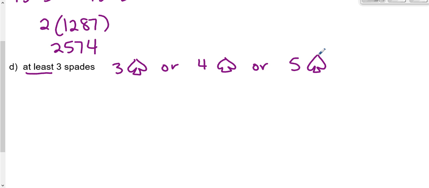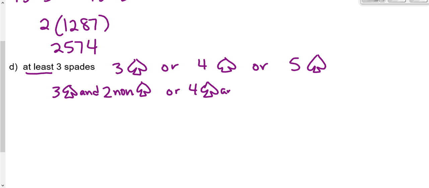Now, when you get 3 spades, remember, you still have 5 cards altogether. So 3 spades doesn't just mean 3 spades. 3 spades means 3 spades and 2 non-spades. And then 4 spades doesn't just mean 4 spades, it means 4 spades and 1 non-spade. Some of these spades are a little pathetic. And then we have or, and then when you get 5 spades, well, that does just mean 5 spades because you're only getting 5 cards, so you don't get anything else.